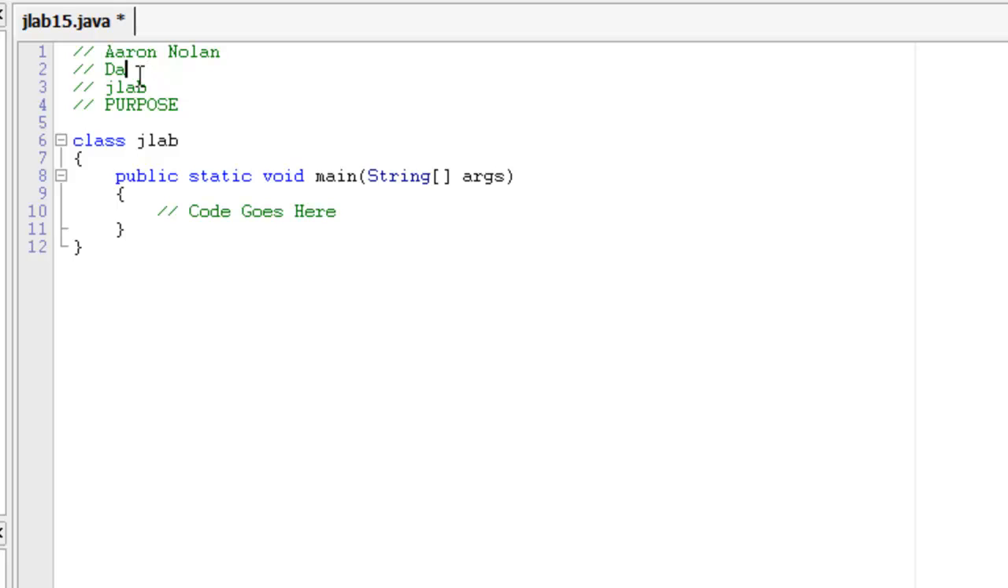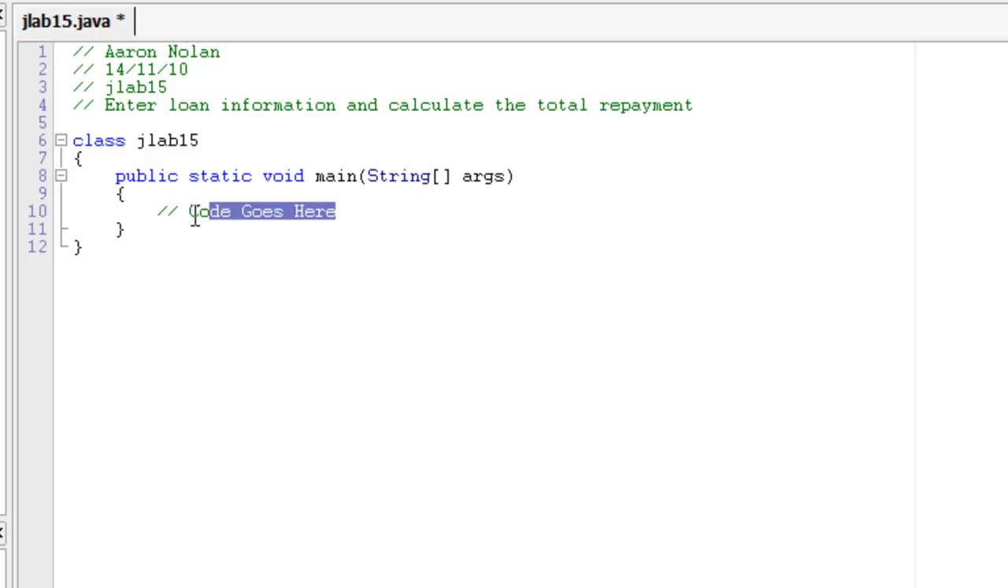So the date is the 14th of the 11th 2010. Jlab15. Purpose: enter loan information and calculate the total repayment. Okay, Jlab15. So code goes here.